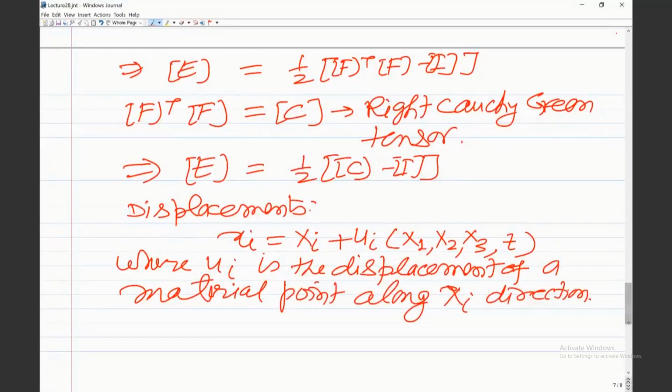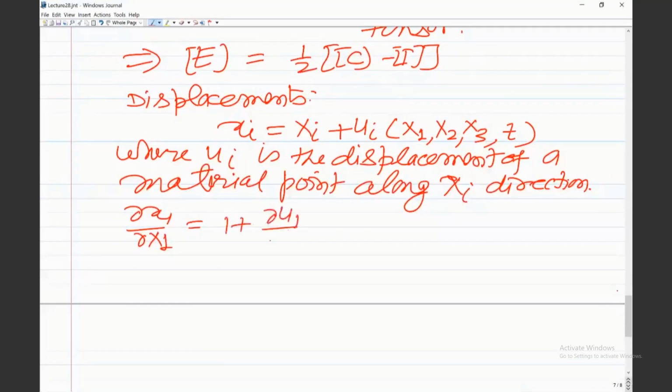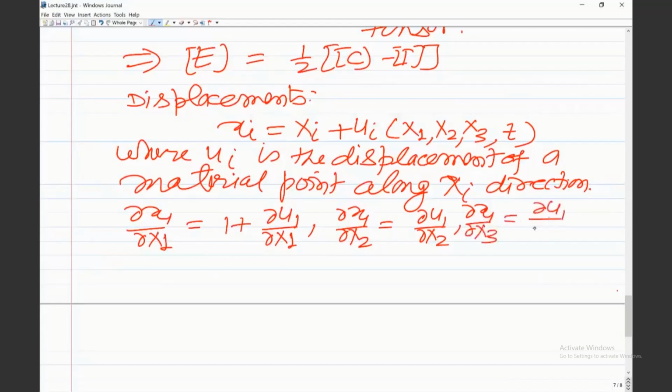So now if we want to write the components of the deformation gradient in terms of displacement gradients, we will see that del x1 by del X1 would be equal to, because x1 is equal to capital X1 plus u1, 1 plus del u1 upon del X1, and then del x1 upon del X2 would be equal to del u1 upon del X2, and del x1 upon del X3 will be equal to del u1 upon del X3. So these terms will come.